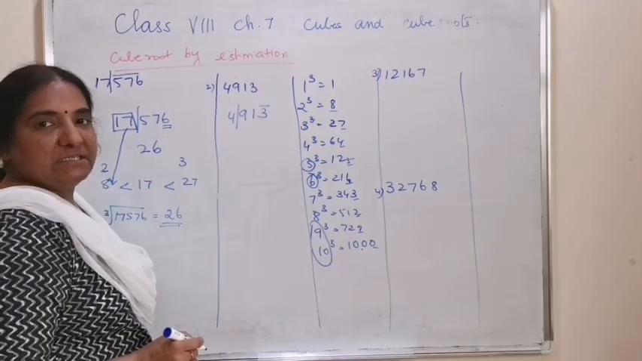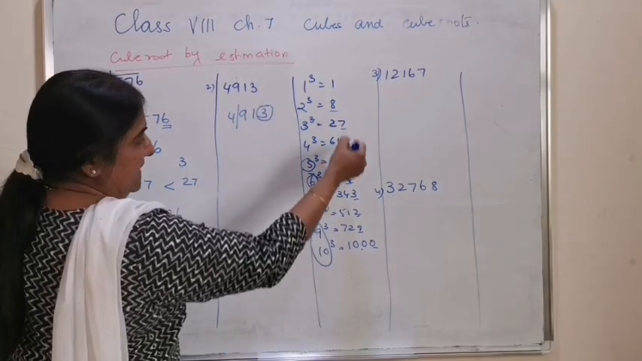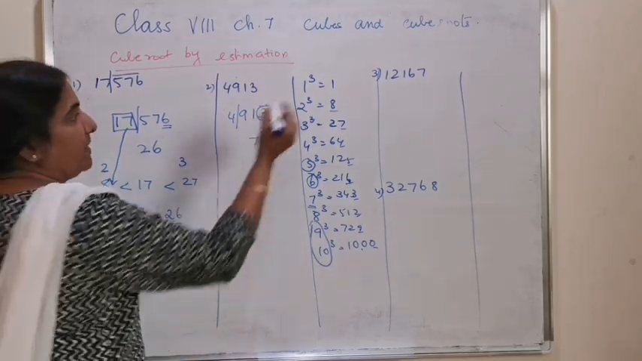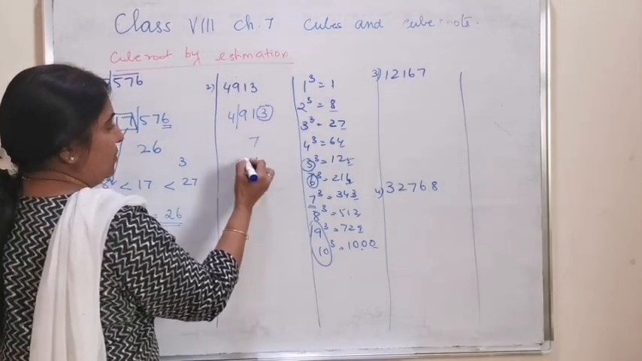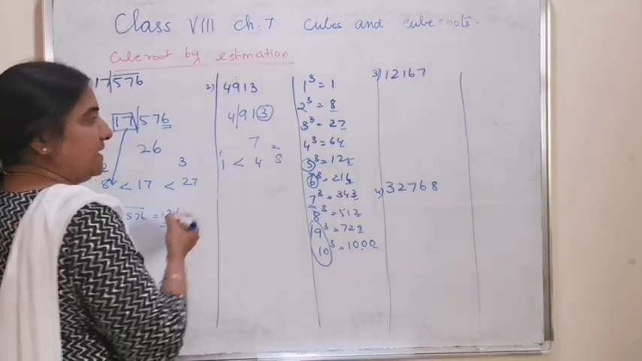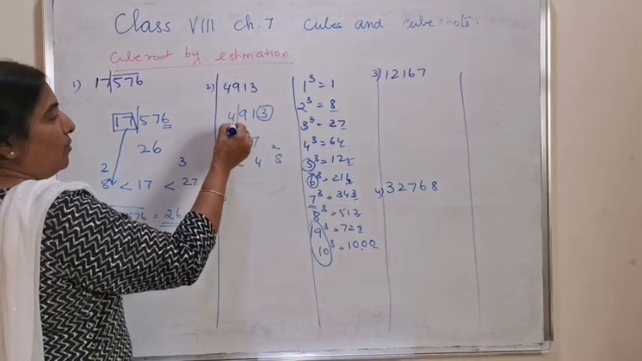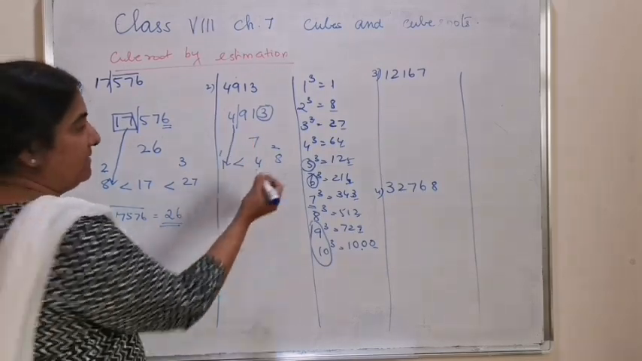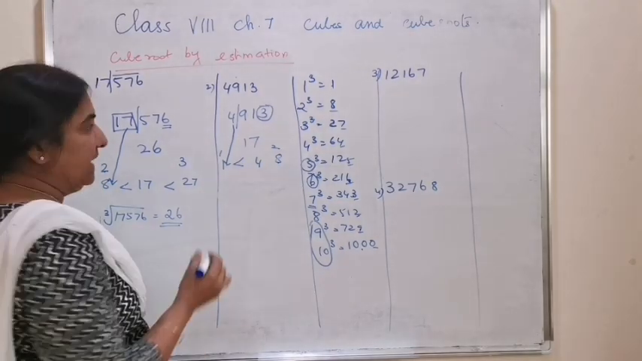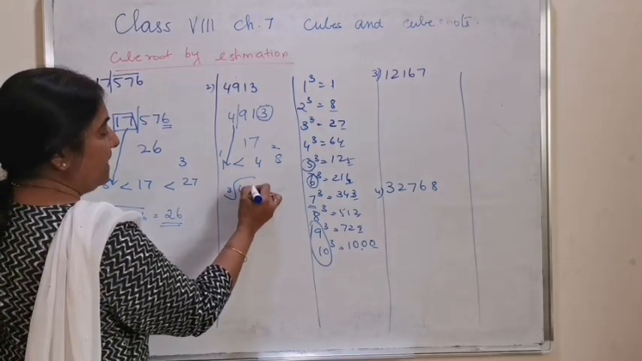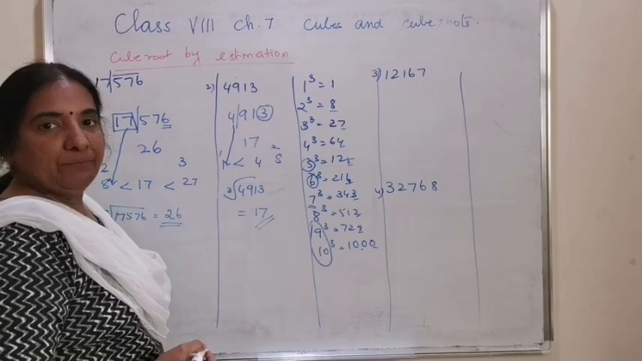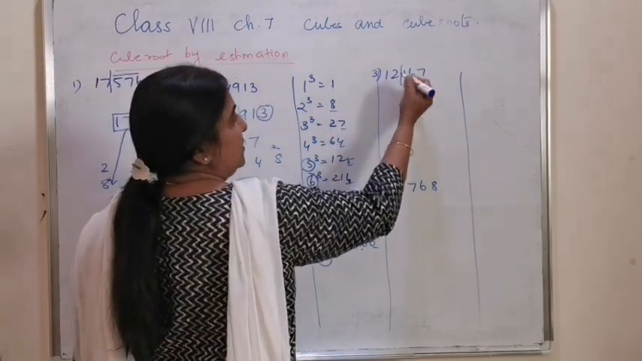Similarly, 4,913, the digit 3 gives you an idea that the units place will have 7. 4 lies between 1 and 8, that is between 1 and 2, and 4 will have a proximity close to 1 rather than 8. So the cube root will be 17, that is cube root of 4,913 is 17.